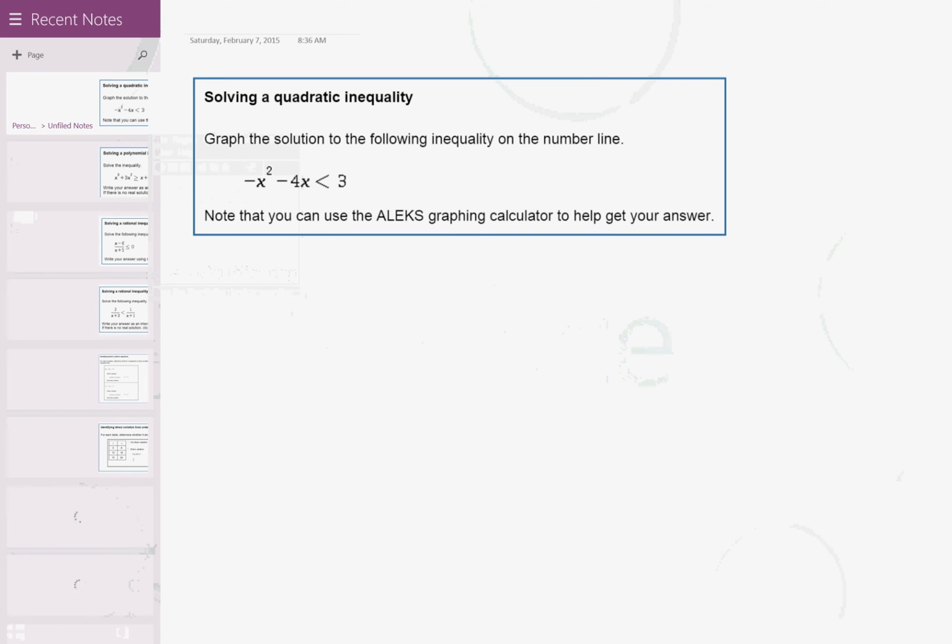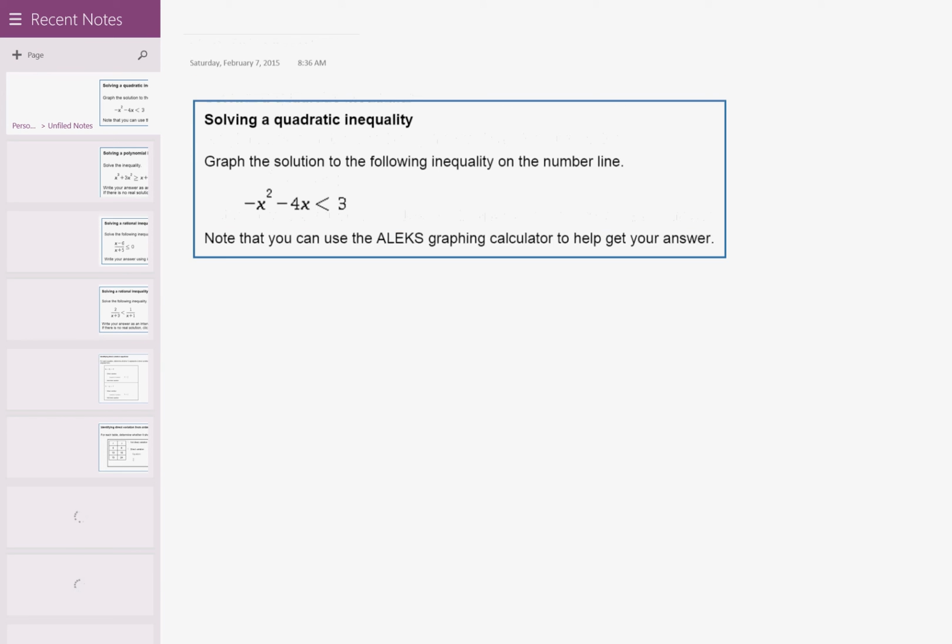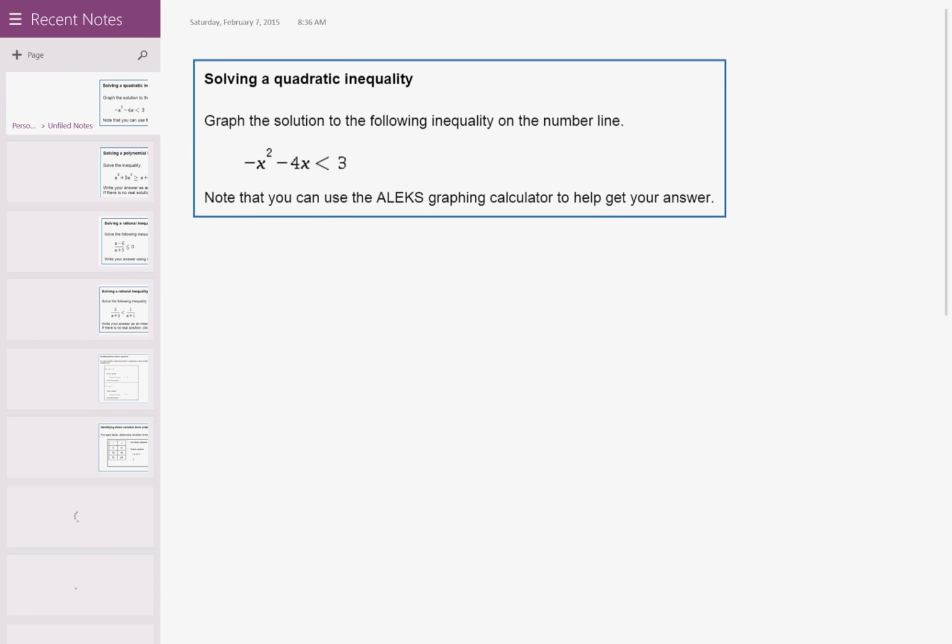We want to solve a quadratic inequality, and in this case, we're asked to graph the solution to the following inequality on the number line. And the first thing I want to do is get a 0 on one side. And I'm going to do that by saying negative x squared minus 4x minus 3 is less than 0. And because I really don't like negative leading coefficients, I'm going to multiply everything by negative 1, remembering to reverse my inequality when I do so.